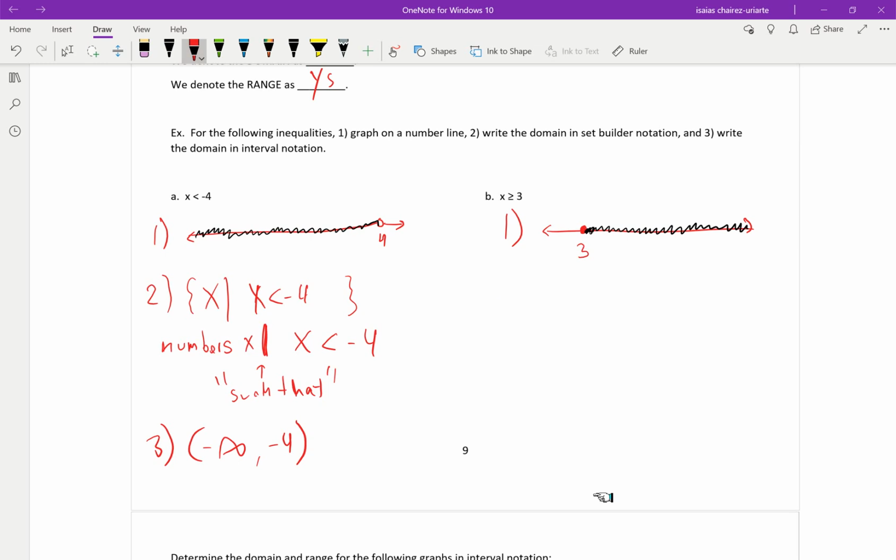Now let's think about the set builder notation. So I have a set. The set is my curly brackets, and the elements are some numbers, some x's, and then you gotta tell me the description of the x's. Well, it's x's that are bigger than or equal to 3. And lastly, the interval notation. It's all the numbers that are bigger than or equal to 3. So bracket 3 to positive infinity with a parenthesis.